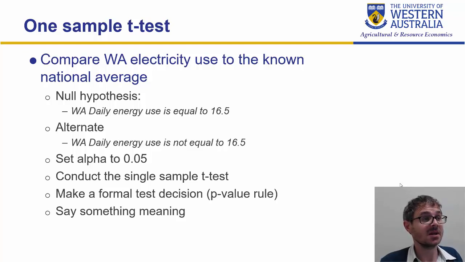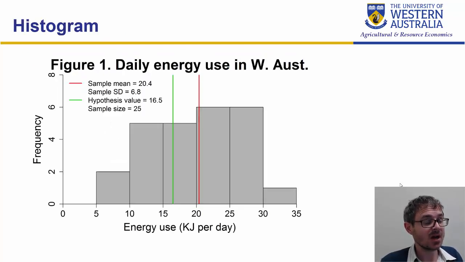But of course, the first step in our process was to create a graph. We could have gone for a histogram or a single sample horizontal box plot for this. We went for the histogram. You can see here, there's the sample mean, 20.4. It's a bit higher than our hypothesis value of 16.5. And so what we're trying to understand is whether the difference between our observed sample mean of 20.4 and our null hypothesis value of 16.5 could be due just to sampling variation. So we conduct our t-test.